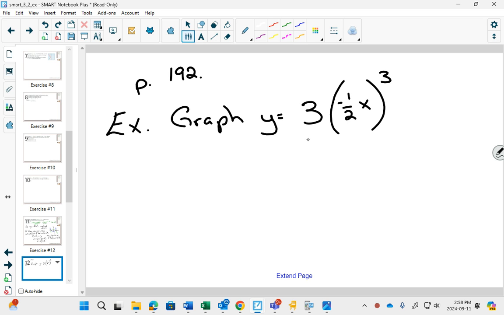I'll do it like this. So we're going to graph y equals 3 negative 1/2 x cubed. The textbook doesn't do these examples as much, but you have to be able to, first of all, recognize which graph this is to start with. So off to the side or in your head, this should come up: what's the parent graph?